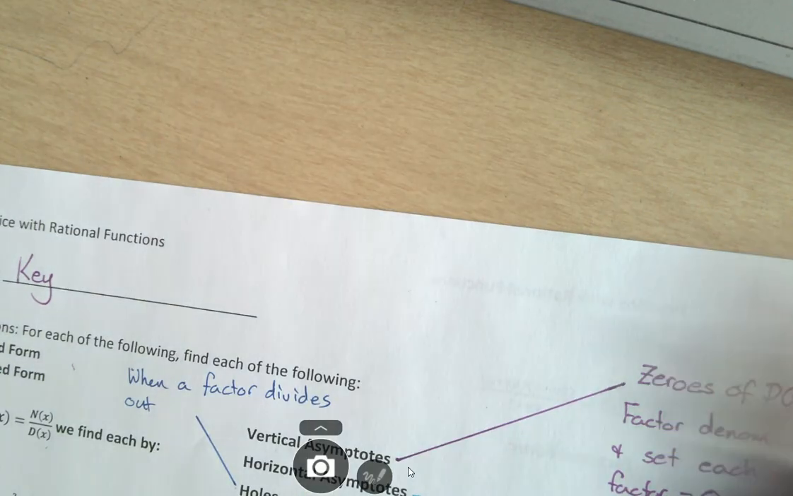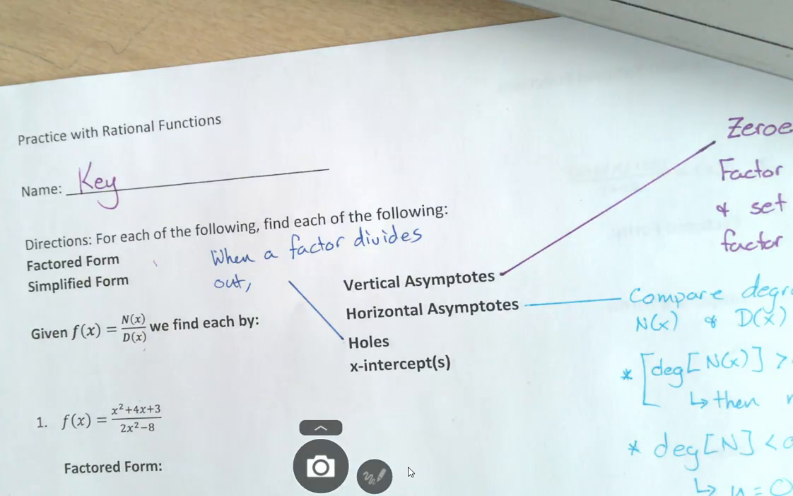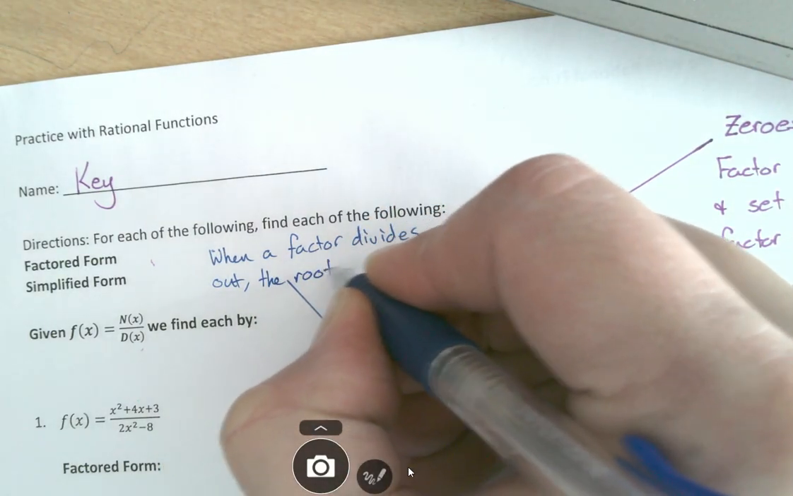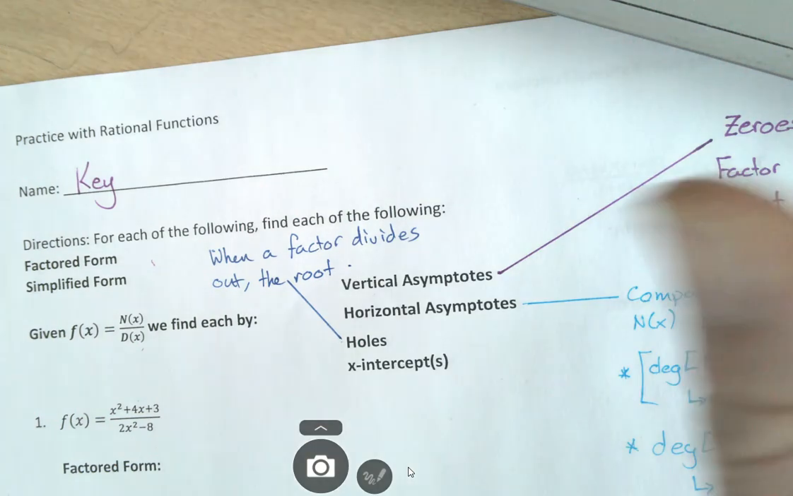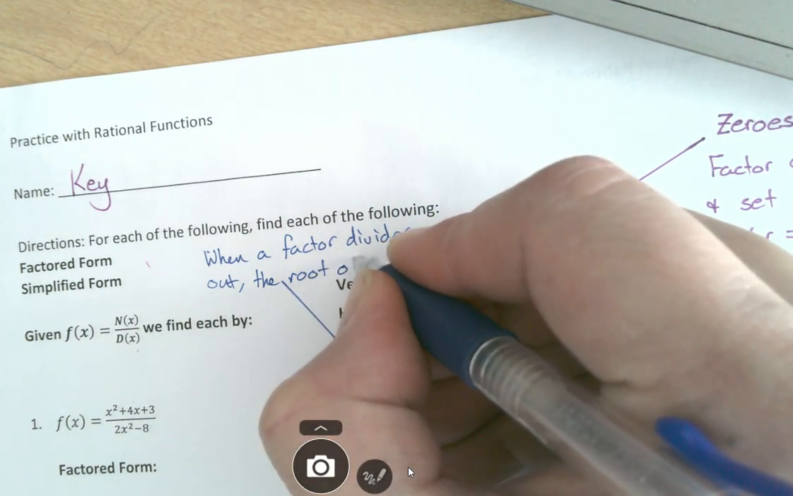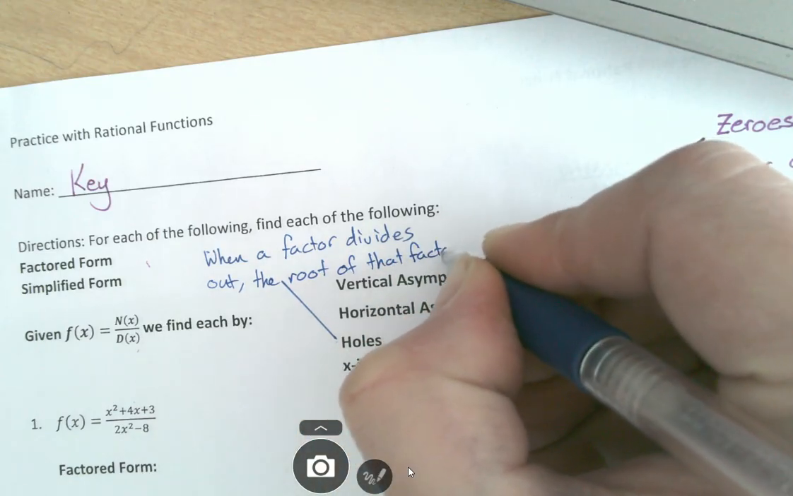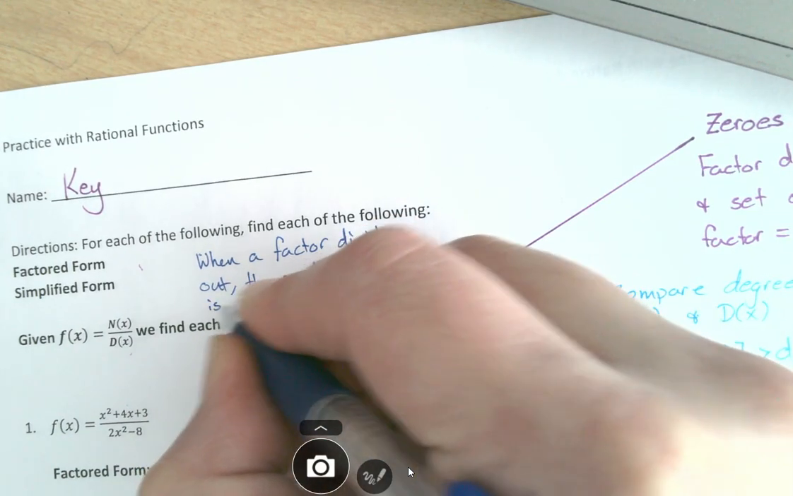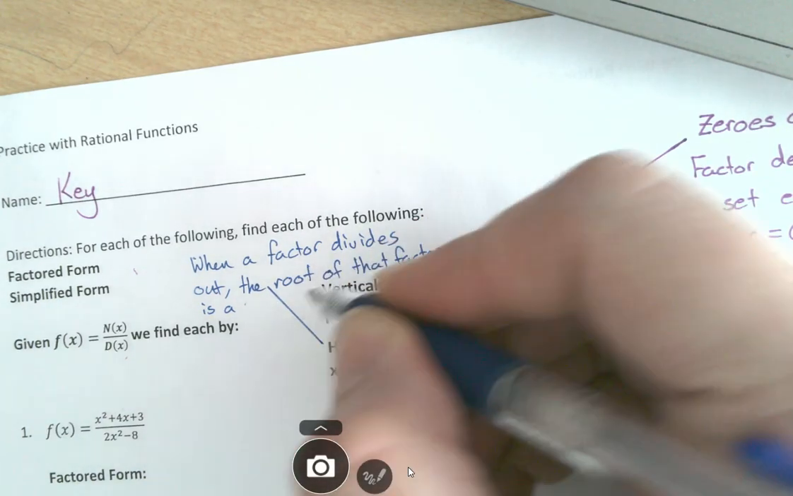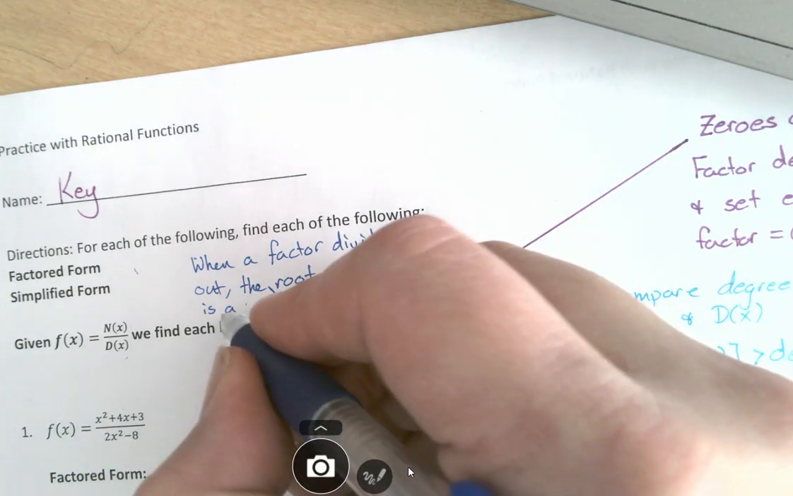Okay, so when a factor divides out, what else do we say? The 0 from that factor is a hole of the function. The root. Or 0. You can say 0. I'm okay with that. I'm going to call it root. You can write the 0 of that factor is a hole. Now, if I now ask, when is there a hole, you can all read this, right? You could give me the answer right now.